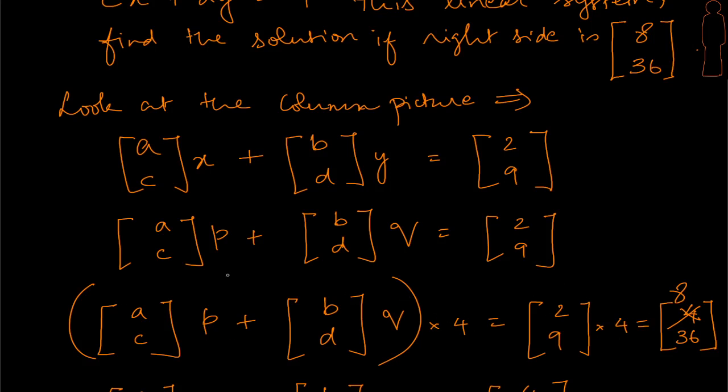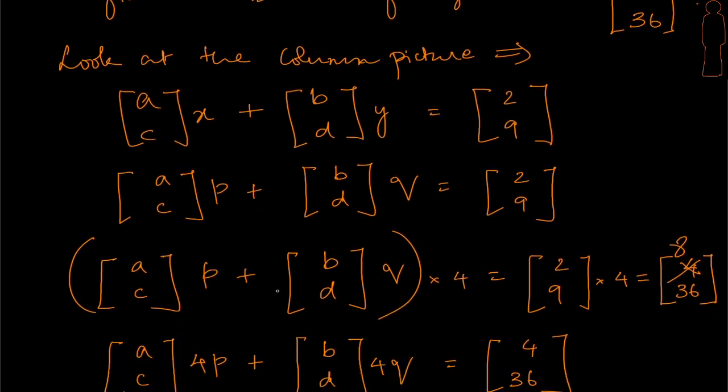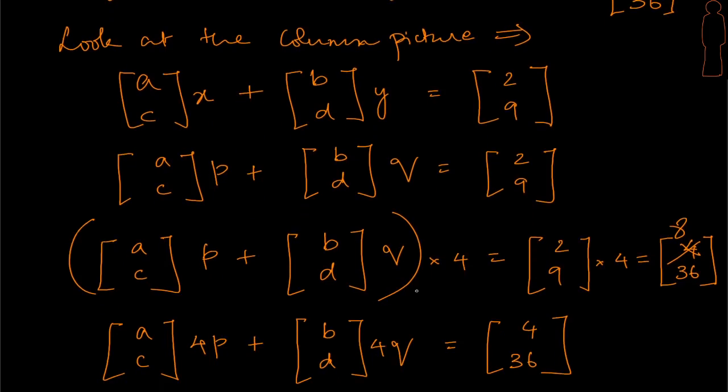Now we have something interesting. We have this entire linear combination of these two columns times 4 equal to 8, 36. All that we need is simple. Just take the 4 inside. Remember that the equation as such is not changing. Let's take the 4 inside now. This will become 4p and 4q. We are just applying the distributive law here. So this equation must be correct.